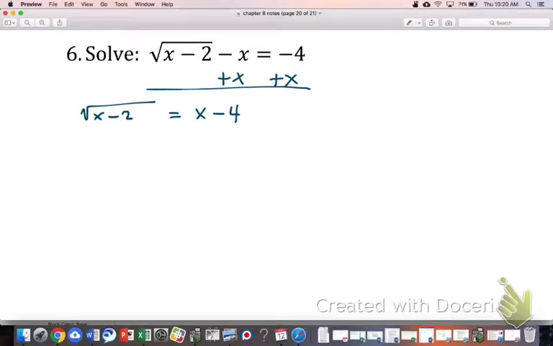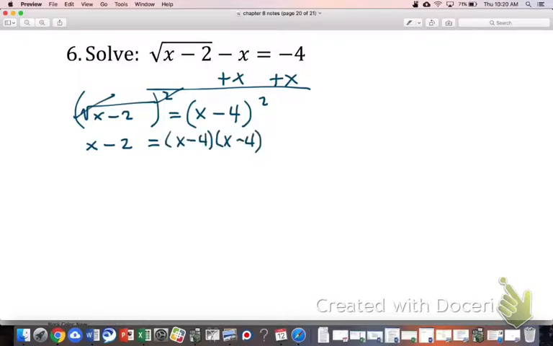Square both sides. So it's the same principle we've been doing. So I'm going to square this side. I'm going to square this side. The left side is by far the easier side because the square root and the squared will cancel, leaving me with x minus 2. But on the right, what must be done? FOIL. You see it? We've got to expand this. So it's going to be x minus 4 times x minus 4. And I need to expand this and FOIL.